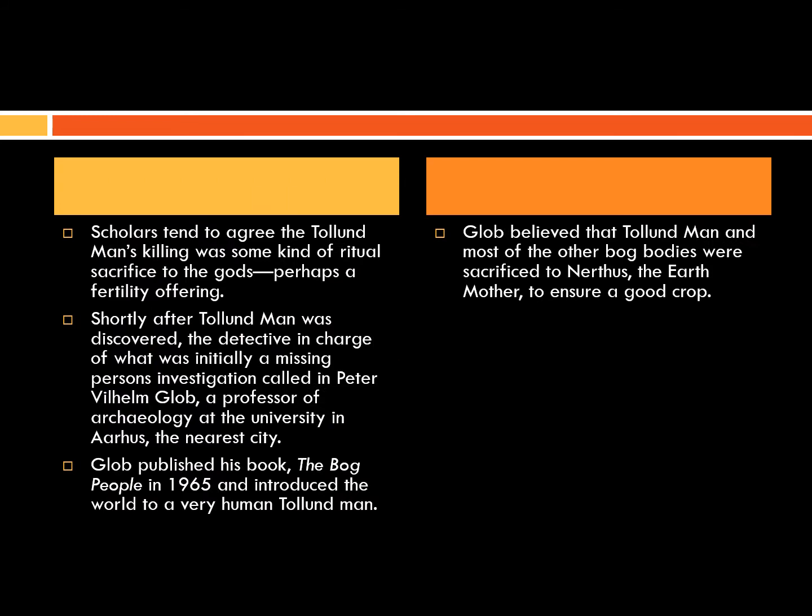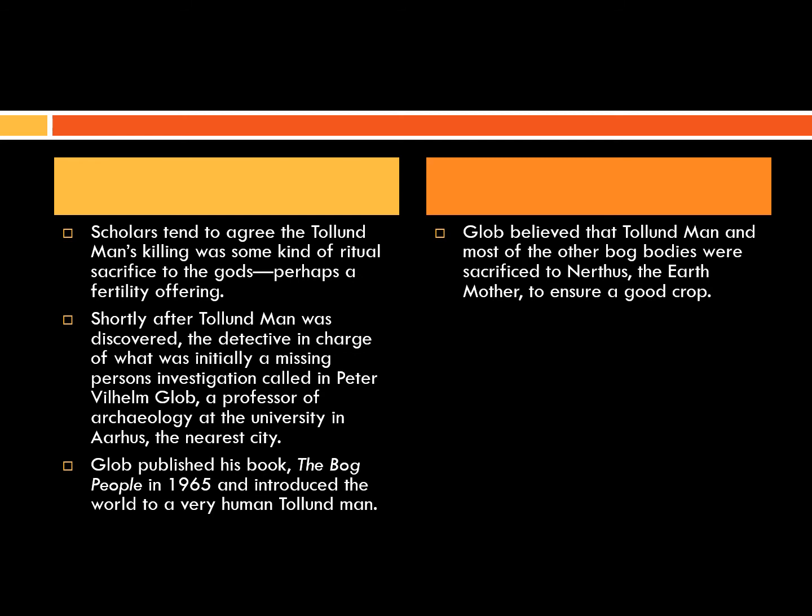So scholars all tend to agree that the Tollund Man's killing was some kind of ritual sacrifice, perhaps a fertility offering. Shortly after Tollund Man was discovered, the detective in charge, because remember they initially thought it was a missing persons or a murder investigation, actually called an archaeology professor at the University of Aarhus, which is the nearest city, and Peter Wilhelm Glob came out and ascertained that it was a bog body, and he published his book, The Bog People, in 1965.